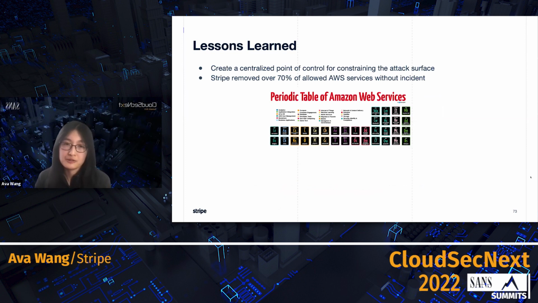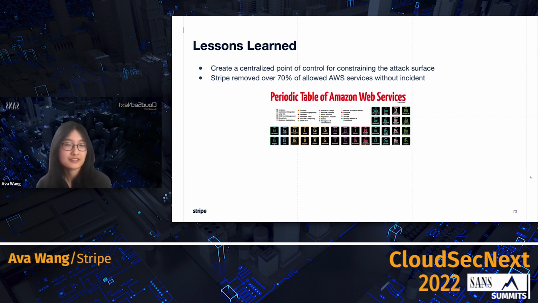At Stripe, we were originally quite nervous about the risks of deploying a service and region allow lists in our production environments. But through the policy generation, deployment, and maintenance strategy that we discussed, we were able to reduce the set of allowed services by over 70%.